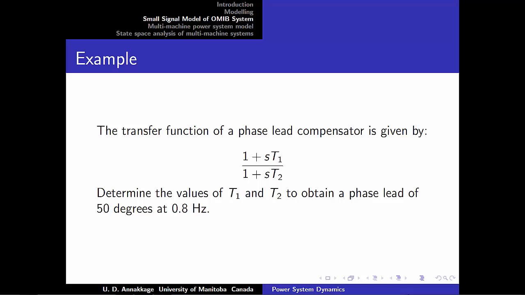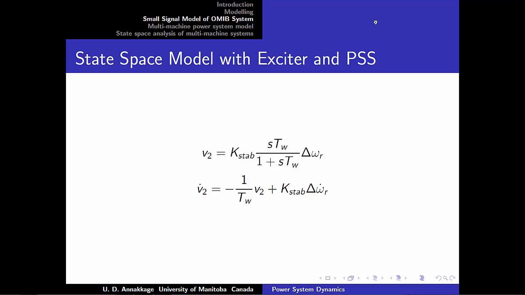So here is an exercise for the students. Determine T1 and T2 to obtain a phase lead of 50 degrees at the frequency of 0.8 Hz. The transfer function relationships in the PSS can be translated into differential equations, just like how we did that with the excitation system model.